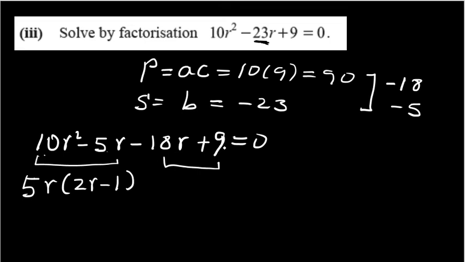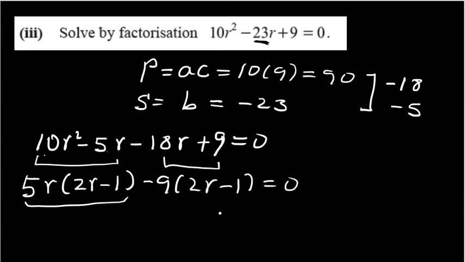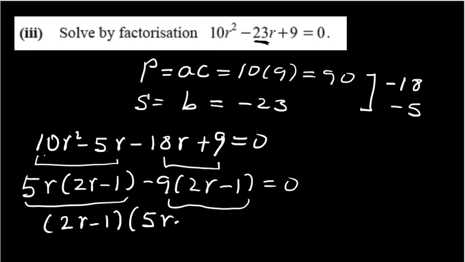Again, for these two, there is 9 common, but negative 9. Let's take out negative 9. Then what is left? 2r minus 1 left again, is equal to 0. Still, we need to observe what's common in these two. The common is 2r minus 1, because the bracket is a common one. So what is left in the bracket? In the other bracket, 5r minus 9 is equal to 0.